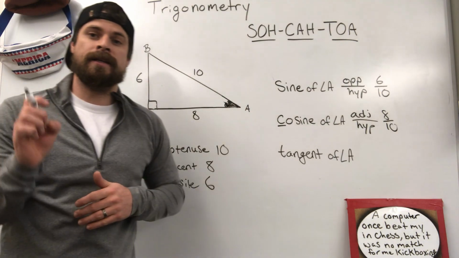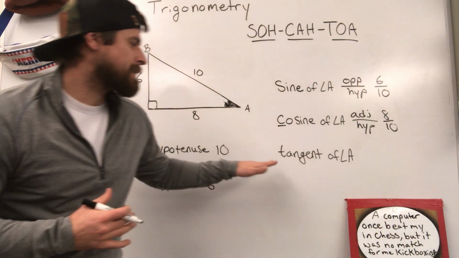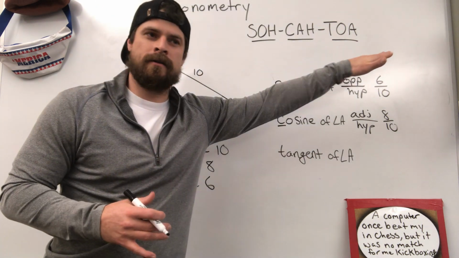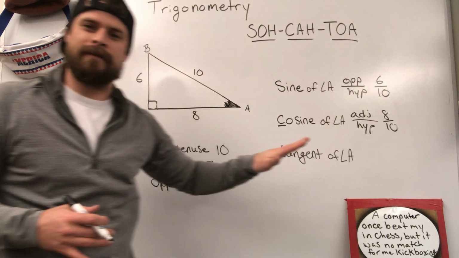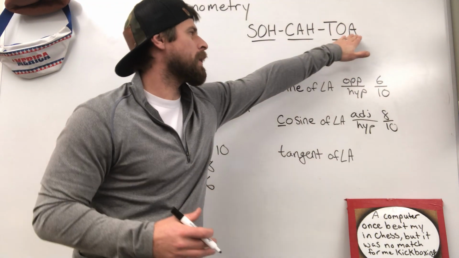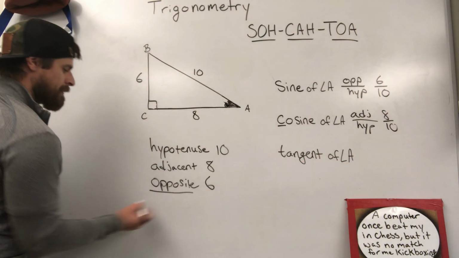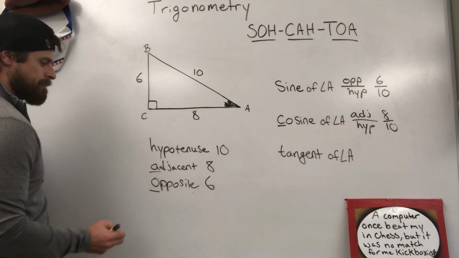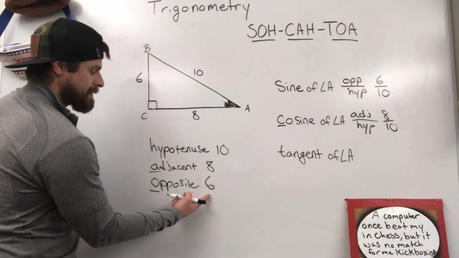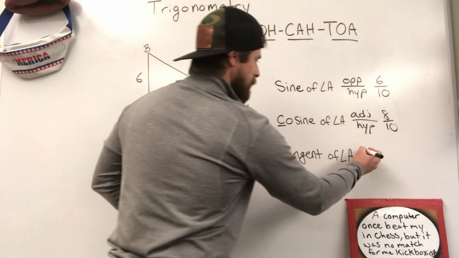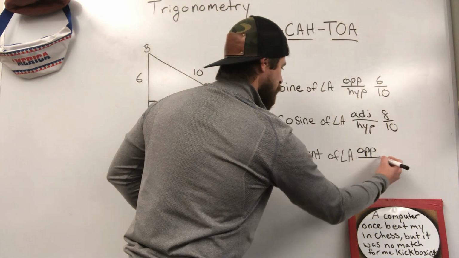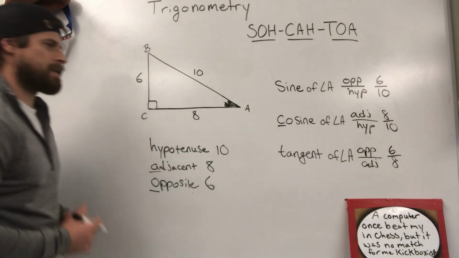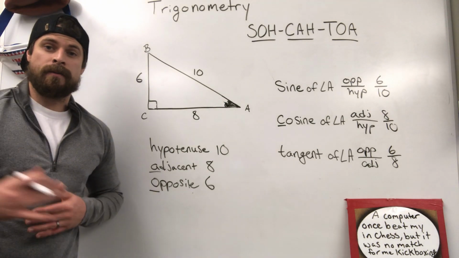And last but not least, my favorite one to say, tangent, toa. Toa. I love that one. Okay? OA. Opposite over adjacent. The O and the A. So we're going to be taking 6 over 8. Opposite over adjacent. 6 over 8. All right, there are the basics right there.